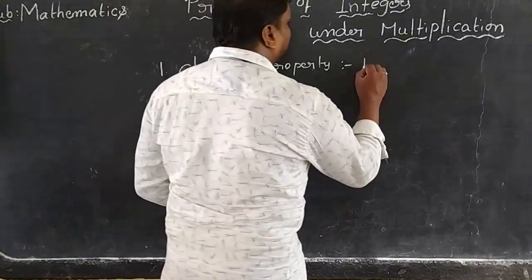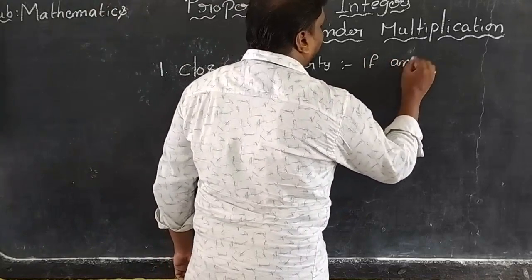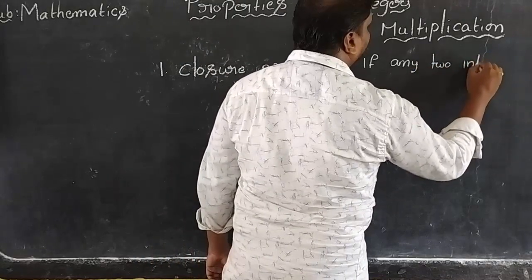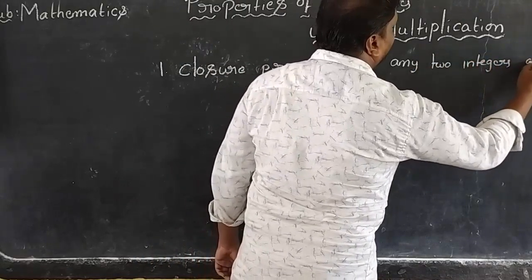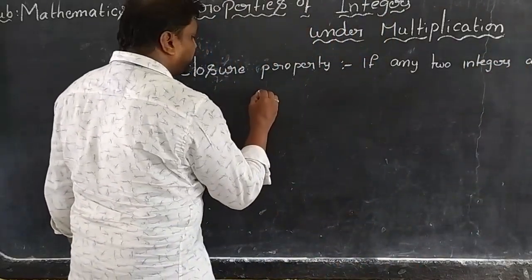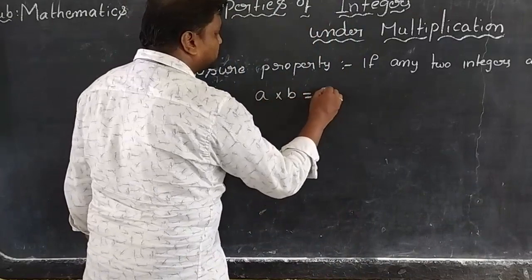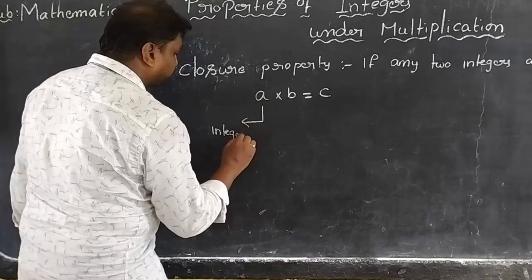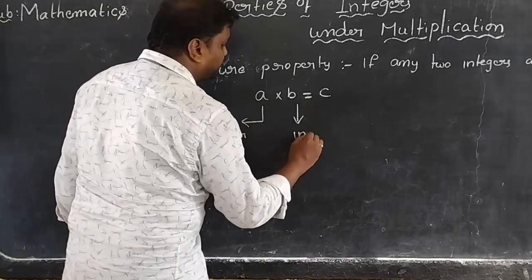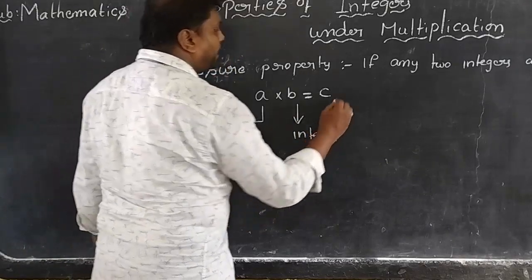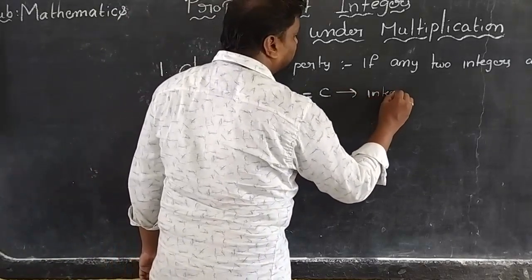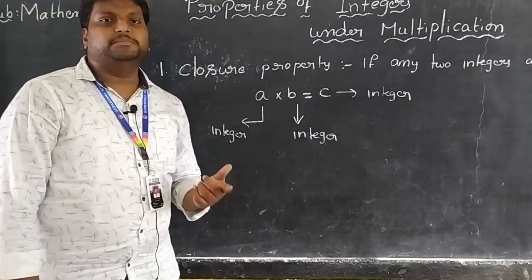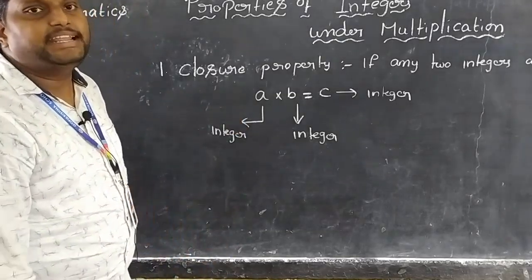For example, if any two integers a, b, the product of two integers a into b is equal to c, here a is an integer, b is also an integer, and c is also an integer. Why? Because if you multiply any integers, we will get an answer that is exactly an integer only.